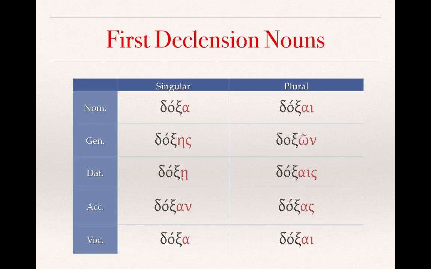Let's do one final noun, which is the Greek word doxa, which means glory. And we're using this one because it's what is known as a mixed type. And so you can see that it begins with an alpha at the end with doxa, and then with doxes and doxe, it turns into an eta. And then with doxan and doxa in the accusative and vocative, it turns into an alpha again. But then in the plural, it's pretty consistent. It's I, own, ice, as, I.